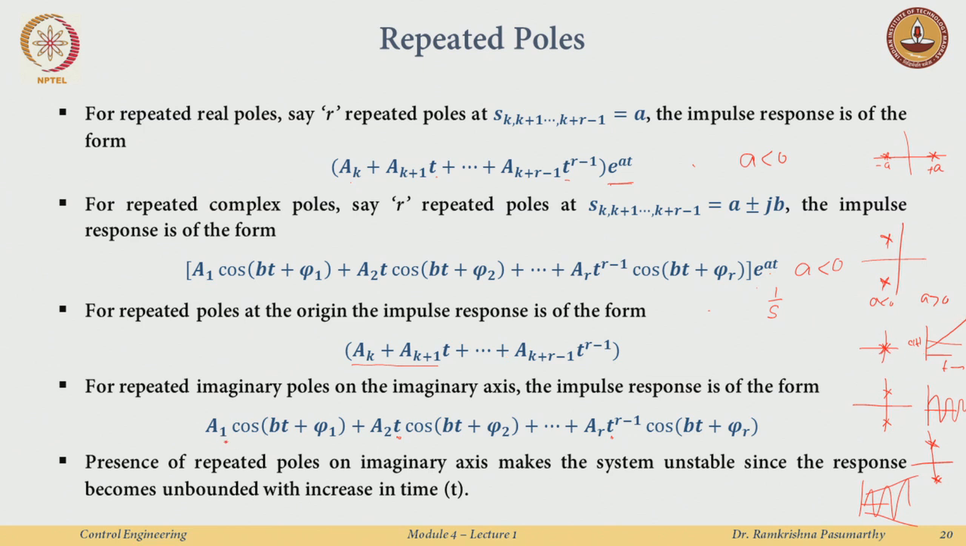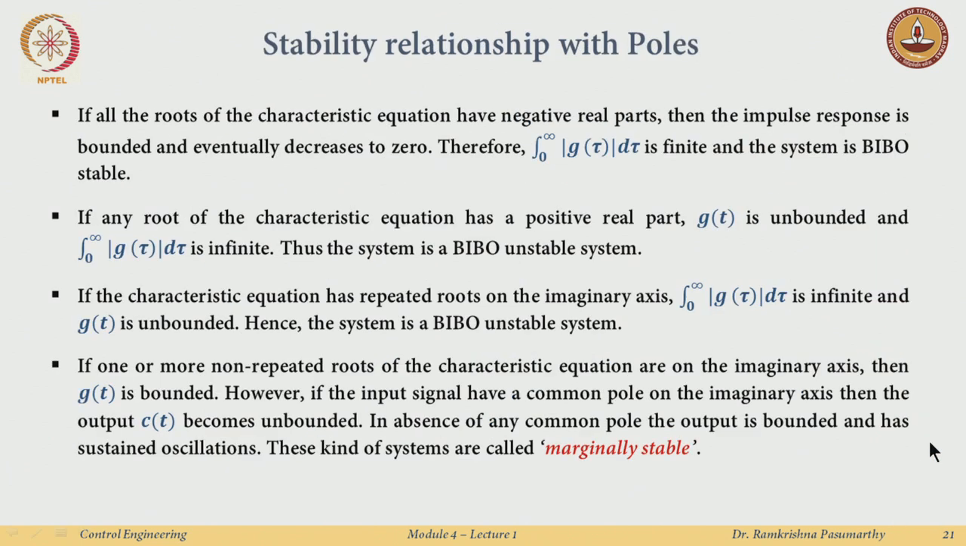Also here, if there is one pair of complex poles on the imaginary axis, then I have some kind of marginally stable or oscillatory behavior, whereas this one makes it unstable if there is more than one pair of poles on the imaginary axis, right. Okay. So, just to summarize, what is the relationship of the stability with poles of the transfer function?